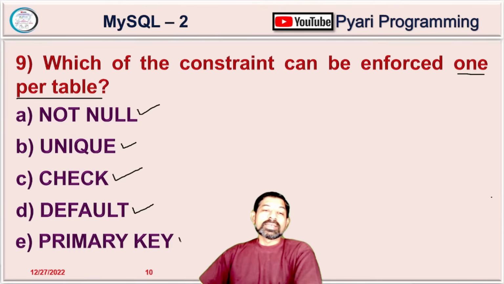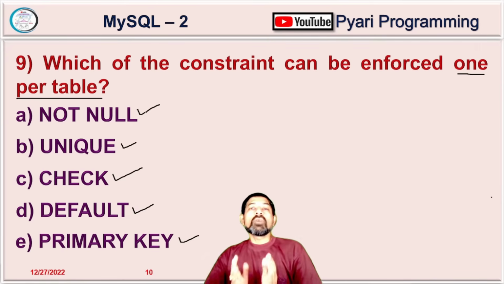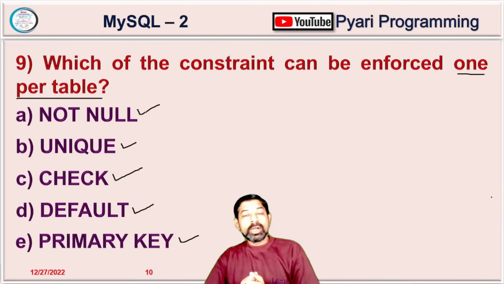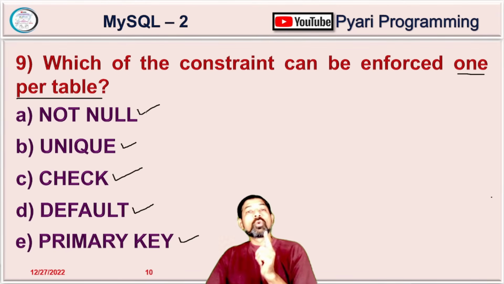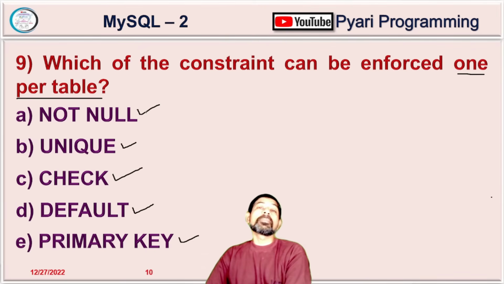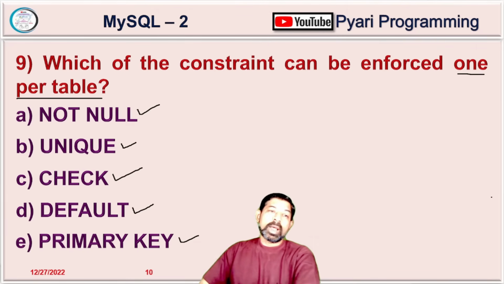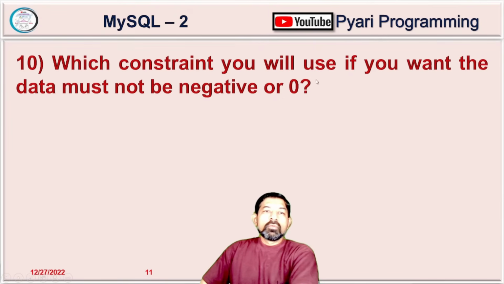Primary key, yes. A table can have only one primary key. We cannot have more than one primary key. But more than one column can be combined together to become a primary key. But he is not saying that, he is saying which constraint is applied to one per table. In one table only one such constraint can exist, you cannot use more than one. That's why it is your primary key. So my answer is primary key.